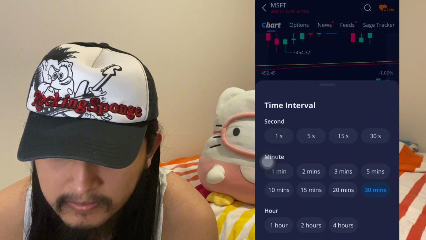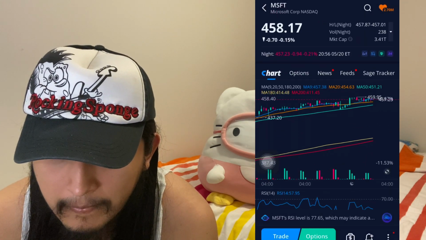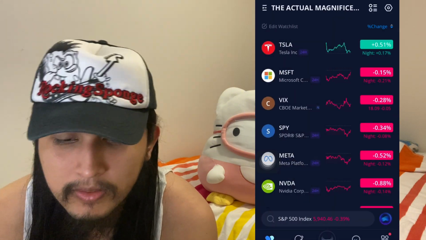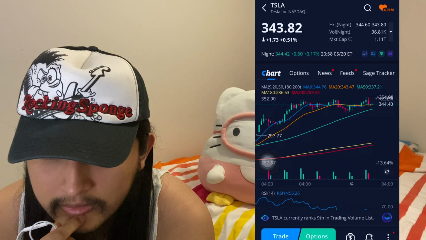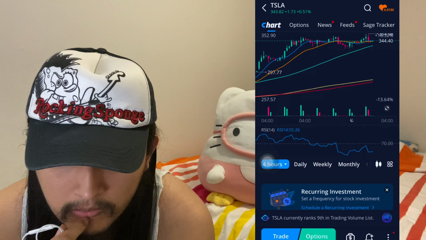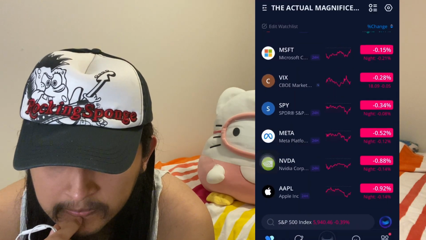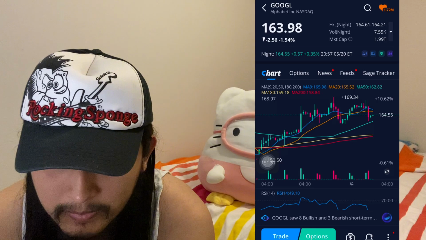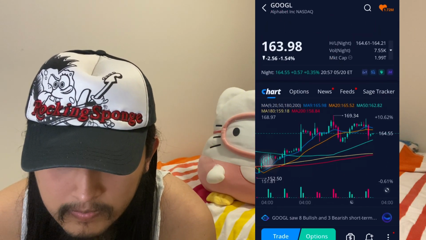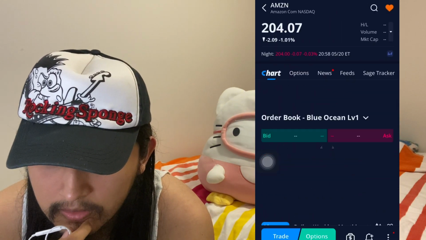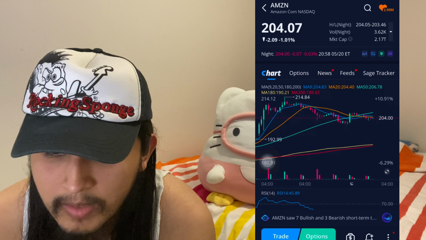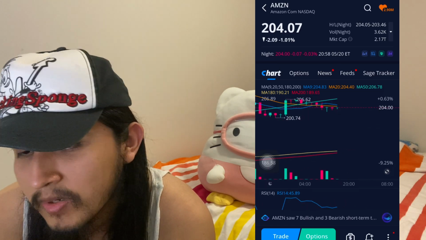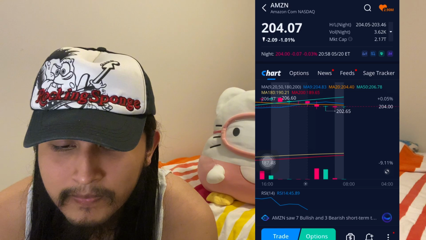I don't think I can show it on the Microsoft chart, but let me see if I can show you guys an example of a swing trade, just using the Magnificent Seven. Okay, for example, Amazon. I would play put options on Amazon.